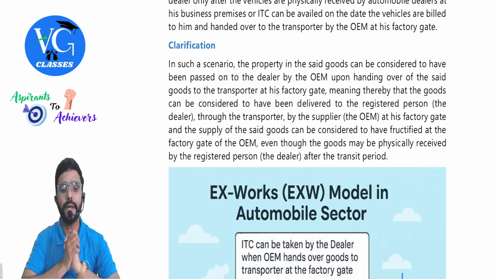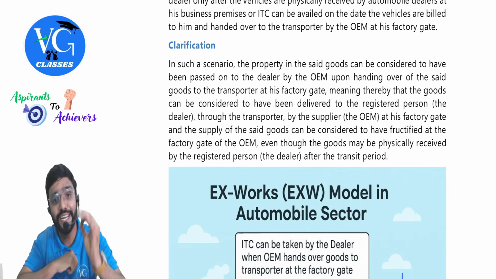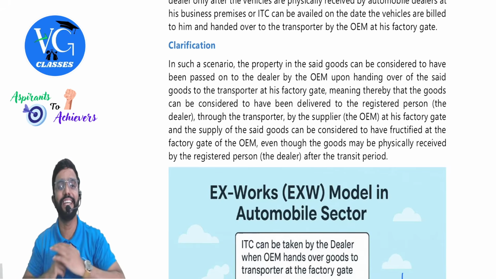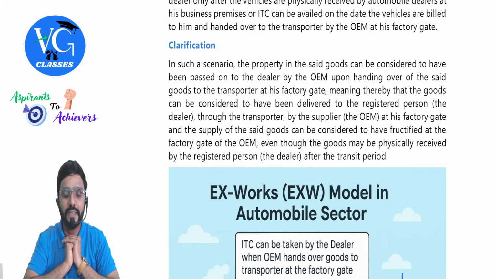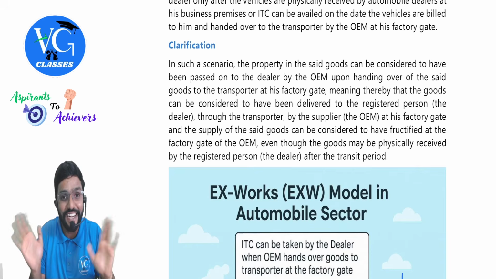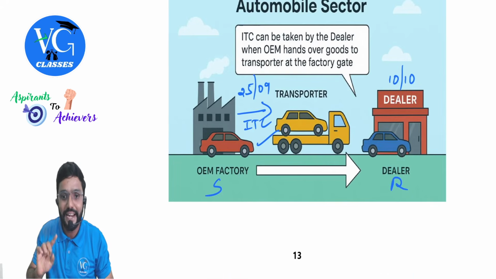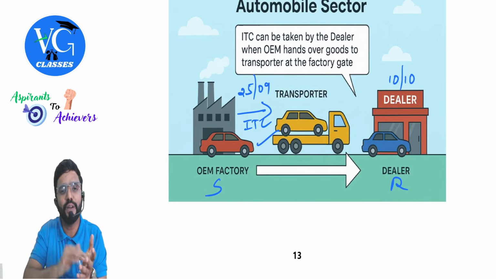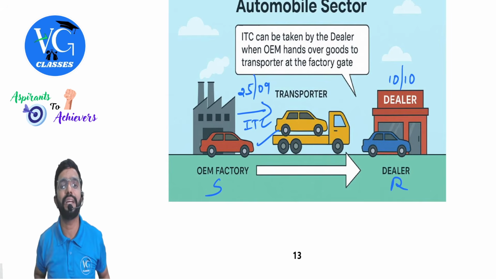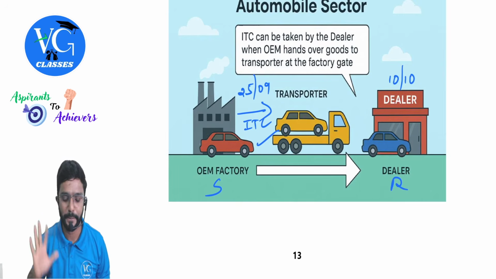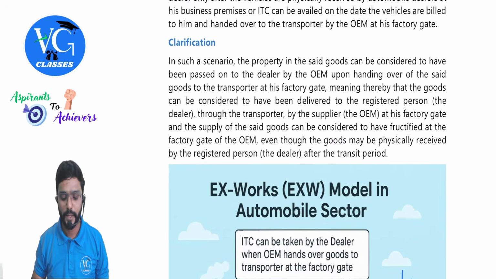Clarification. In such a scenario, the property in the said goods can be considered to have been passed on to the dealer by the OEM upon handing over of the said goods to the transporter at his factory gate, meaning thereby that the goods can be considered to have been delivered. It is assumed that the goods are already delivered to the registered person, the dealer. Though physically he has not yet received the goods, once the goods are handed over to the transporter, it is deemed to be delivered to the dealer. The dealer is nothing but the recipient here.